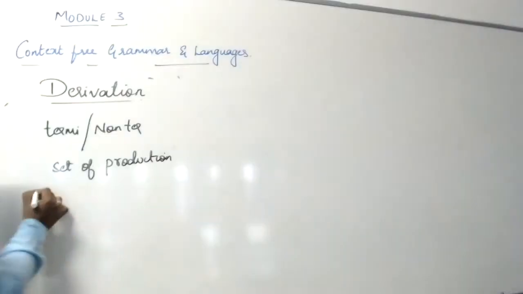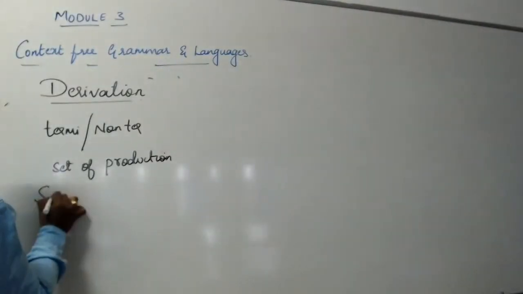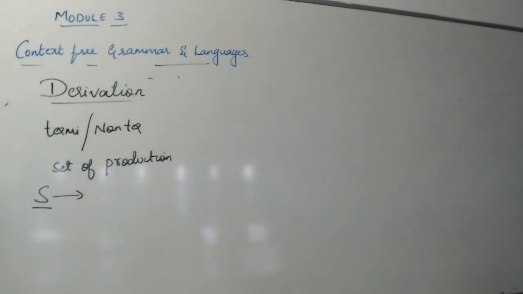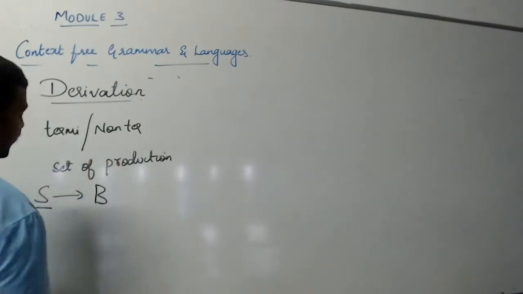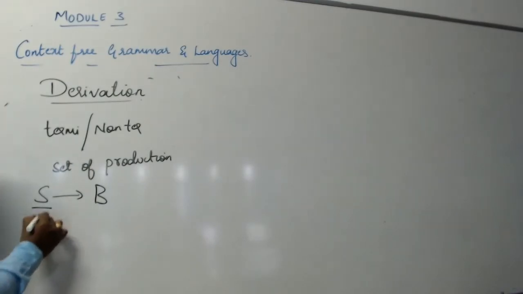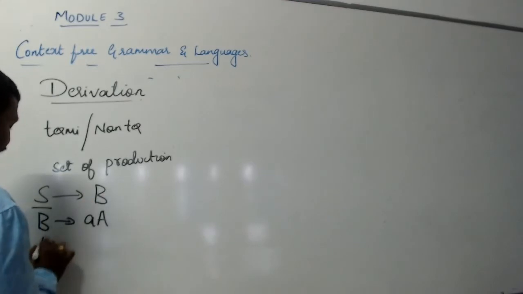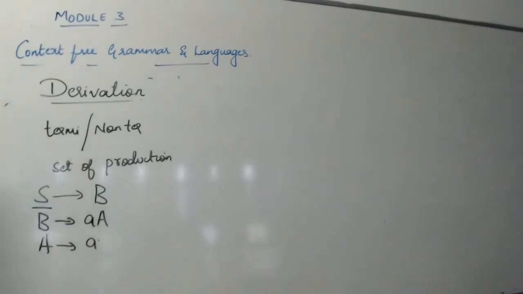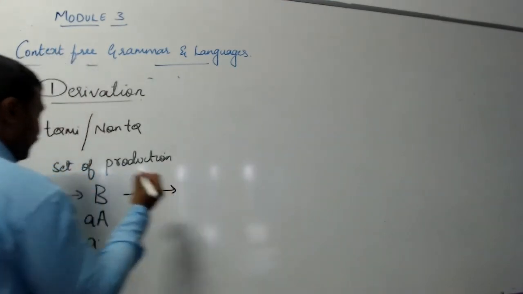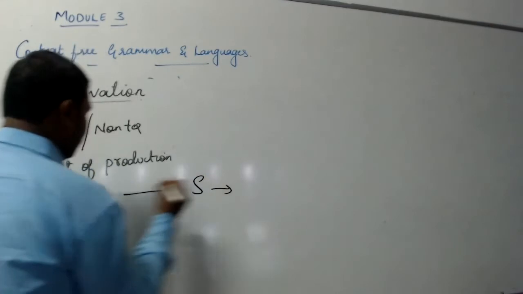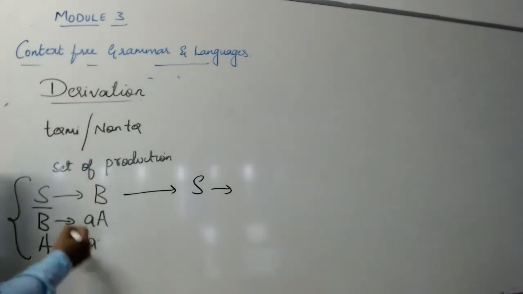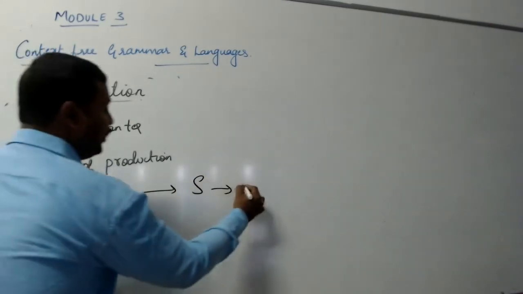For example, S is a start symbol. Upon this start symbol S, I am going to apply some productions: S tends to B, B tends to AA, and A tends to A. So this is the given grammar. Now I need to derive a set of terminals or non-terminals based upon these. In the first step, S tends to B. But B has a production AA, right? So I can replace B with AA.